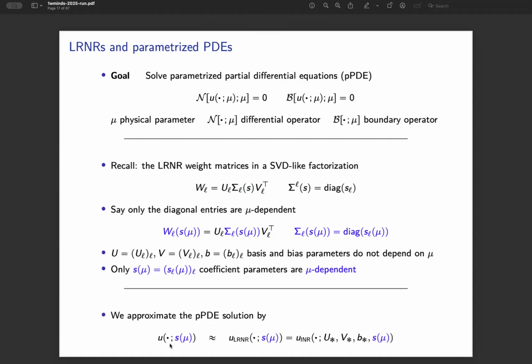So the idea is to approximate your solution u of mu. Sorry, this S shouldn't be there. It's u of mu. You would like to approximate it by a learner which, again, is parameterized by a small number of coefficient parameters. And maybe there's a relation between S and mu, but not with the rest of the parameters. And these are going to be fixed throughout. And they will contain information that's global to the solution across the PDE.